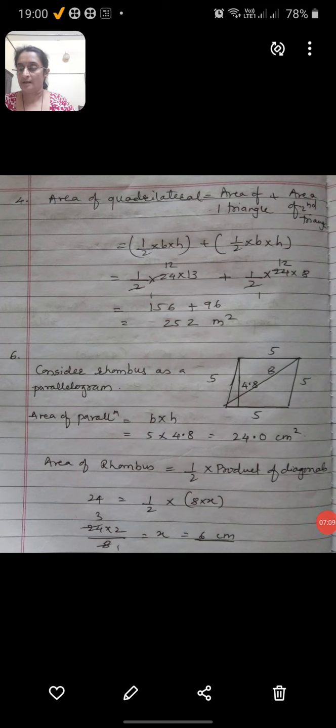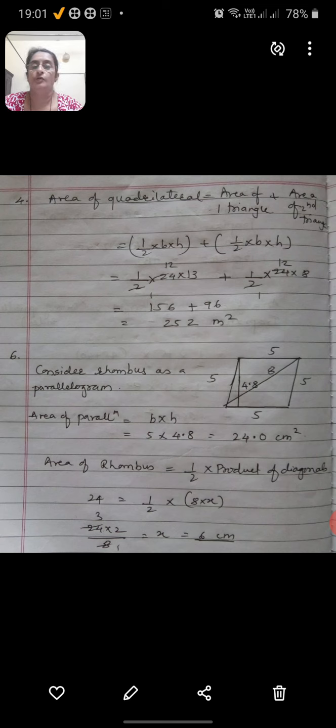The question is, find the area of a rhombus whose side is 5 cm and whose altitude is 4.8 cm. If one of its diagonals is 8 cm long, find the length of the other diagonal. Now children, to find the area of the rhombus, we should know the 2 diagonals, but here only one diagonal is given. So instead of using the rhombus formula, we are going to consider this rhombus as a parallelogram, because the base and height are given, and a rhombus is a special parallelogram, so you can use that formula also.